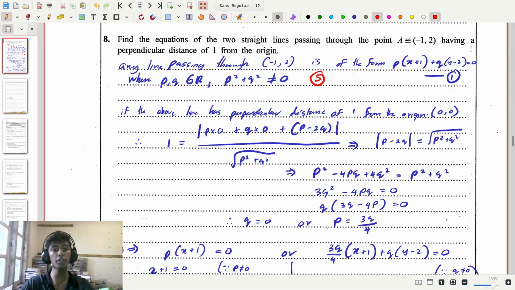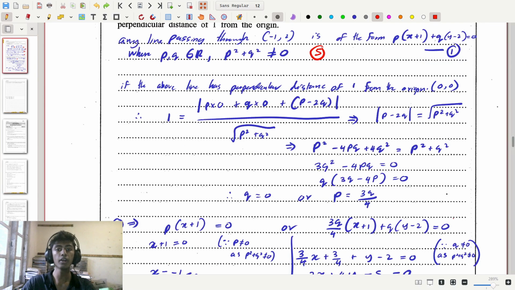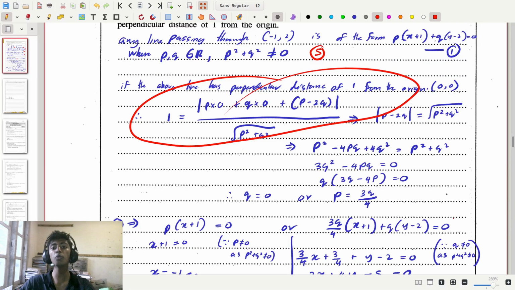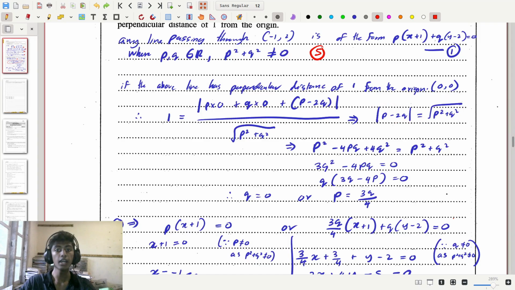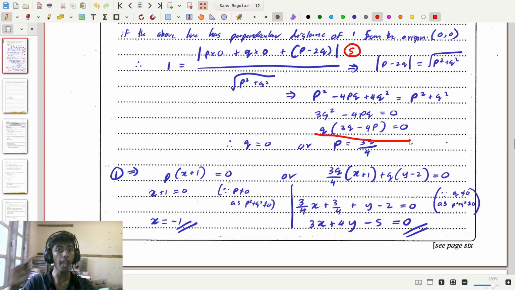When you then use the second bit of information, which says that the perpendicular distance is 1 from the origin, and you write down this expression right here, or you simplify it to get this expression right here, writing that expression down gets you another 5 marks. Now when you simplify that expression down and you get to this point, and then you realize that this means that there are 2 possibilities, either q is equal to 0 like this, or p is equal to 3q over 4. You could say 3q is equal to 4p, or you could say 3q minus 4p equals 0. Either of them, when you identify that there are 2 solutions and write them with an or like this, you get 5 marks.